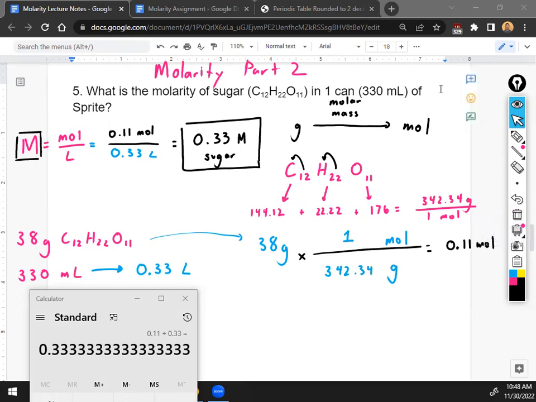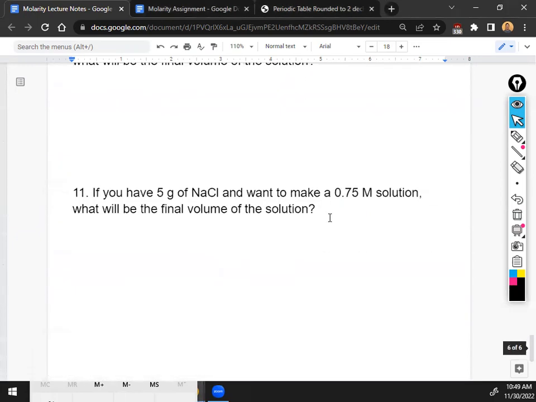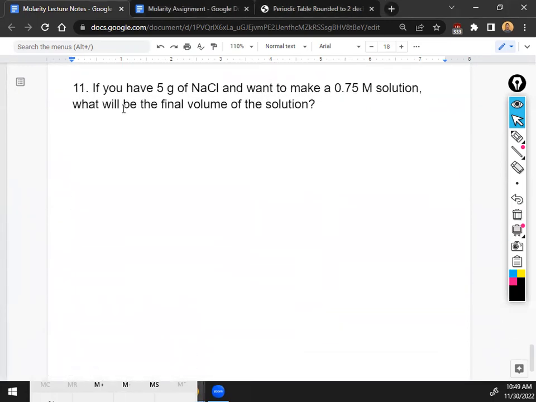Okay, so we're actually only going to do one more practice problem together. But do you guys have any questions before we move on? Guys chilling? Okay, so we'll just go right to the very end. We'll do number 11, and this will be the last problem that we do, okay? So let's go over number 11, and then I'll get you started on your assignment.